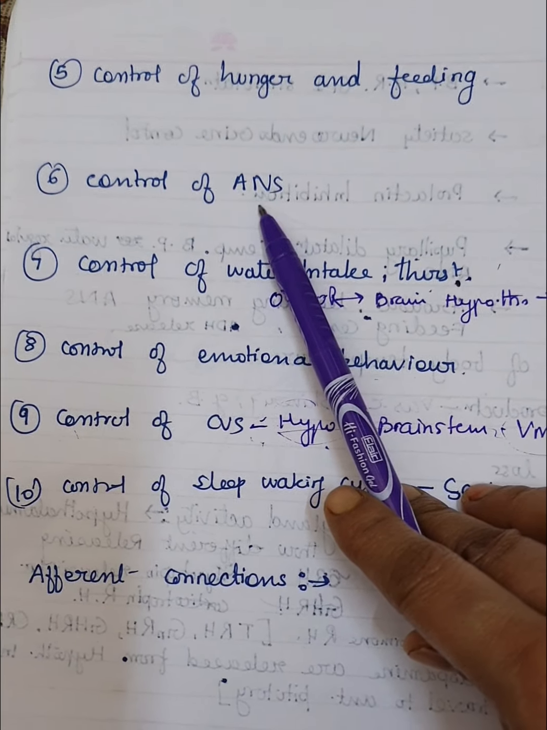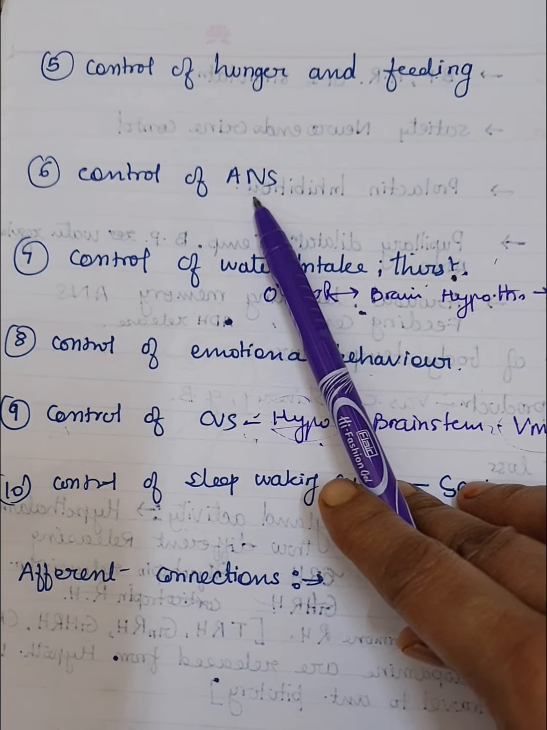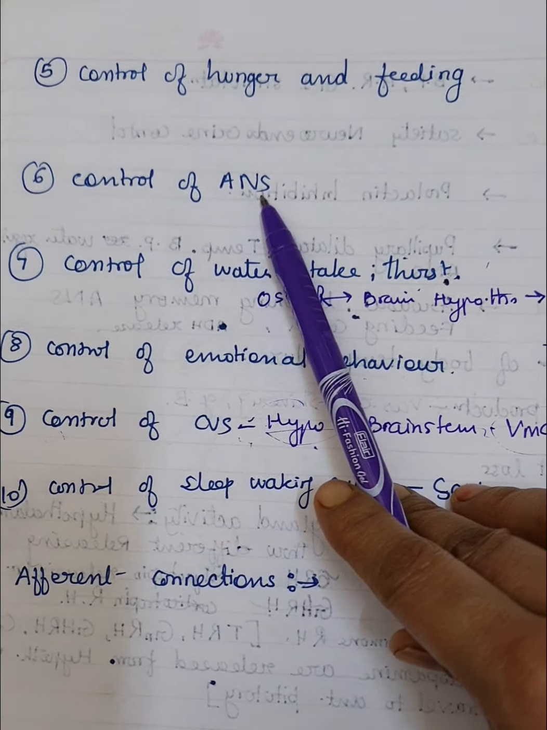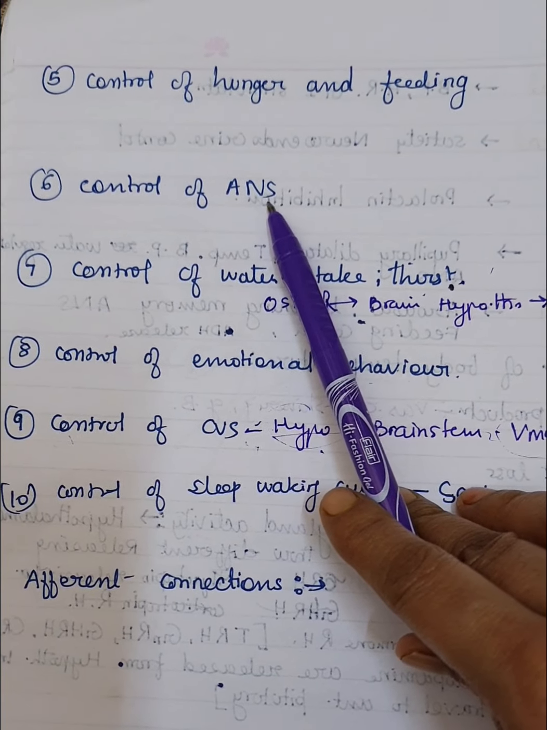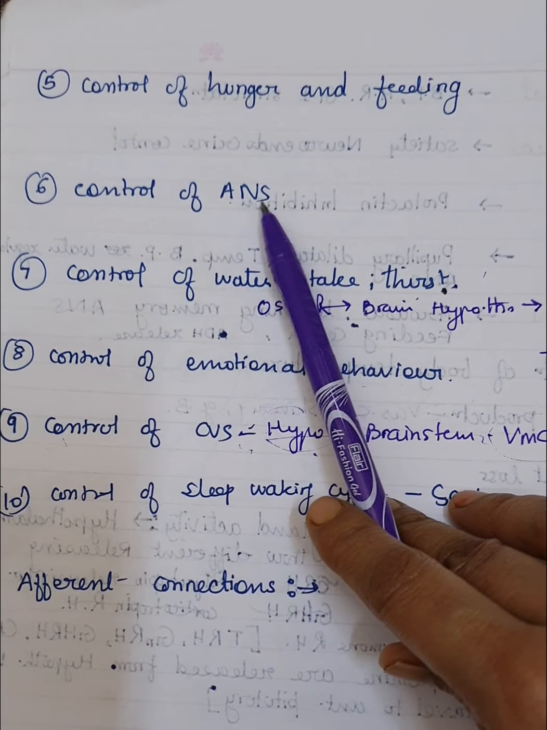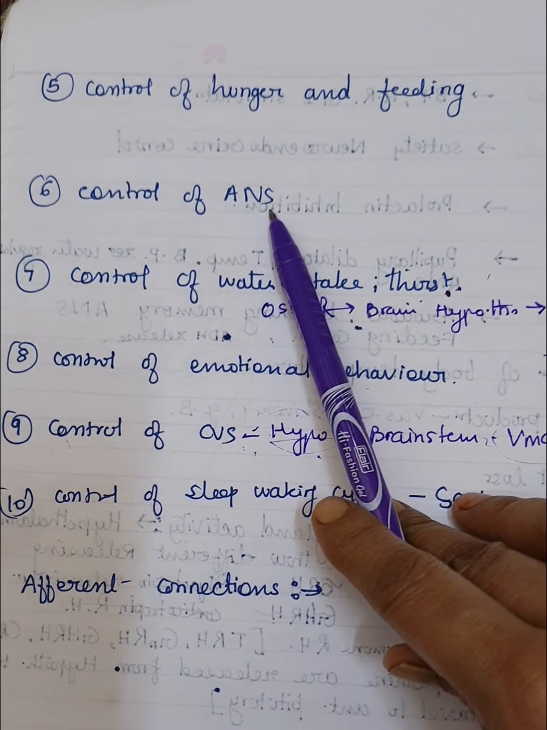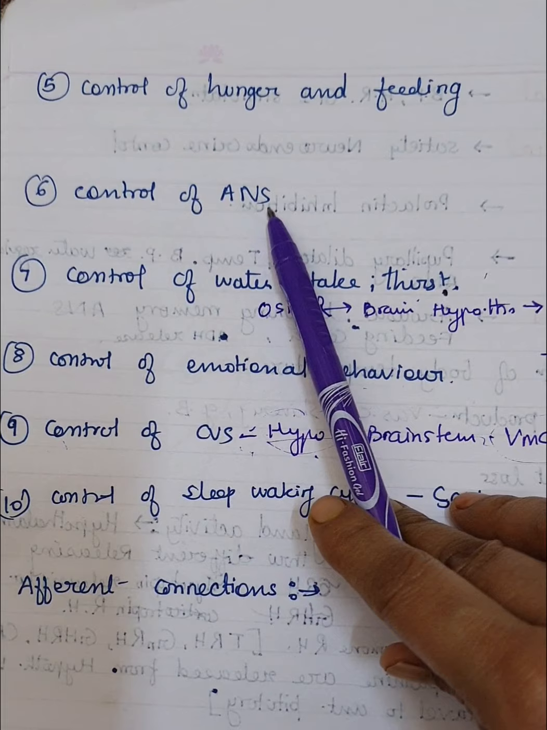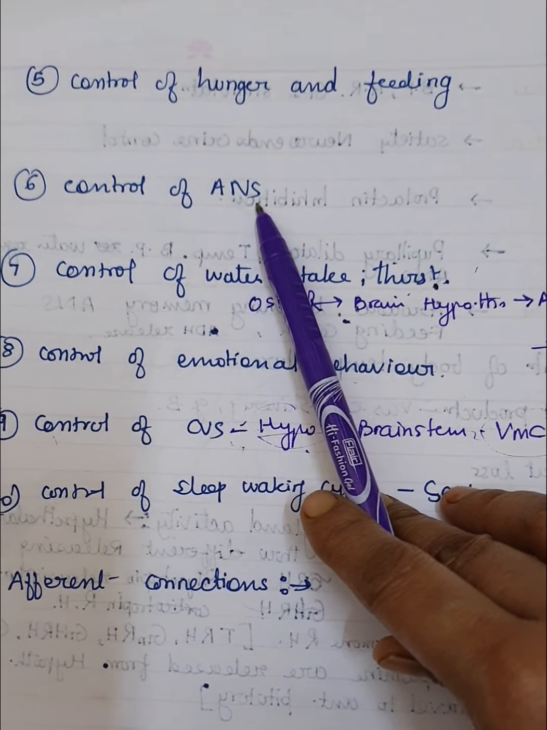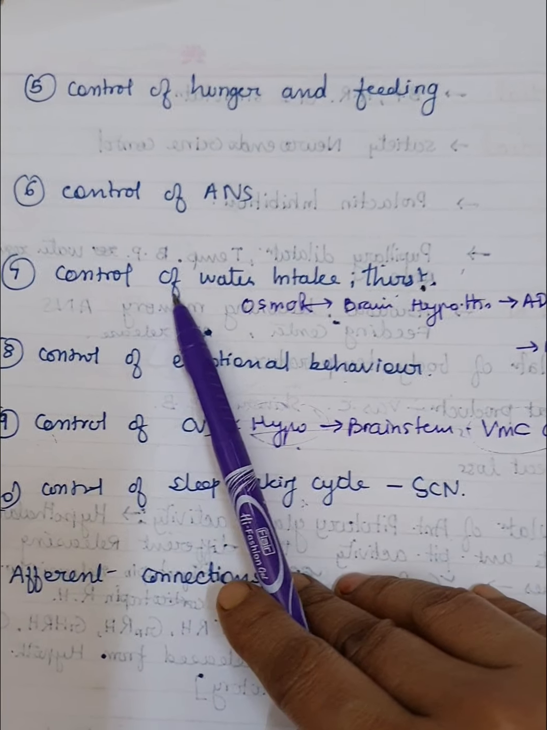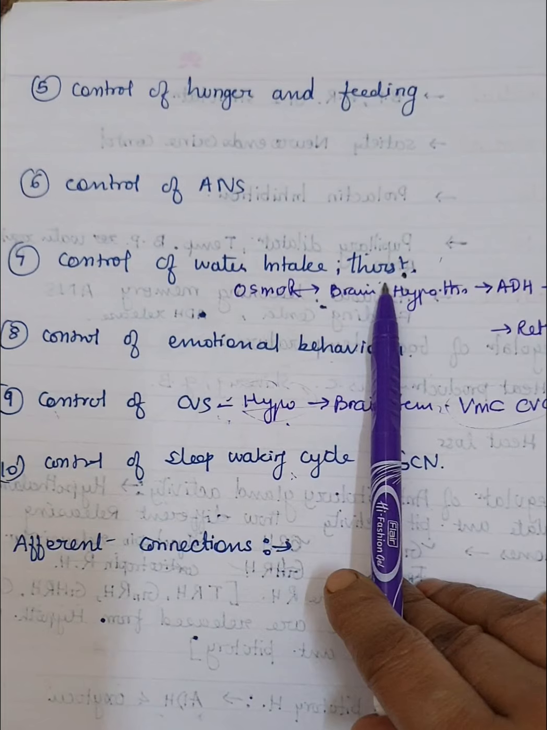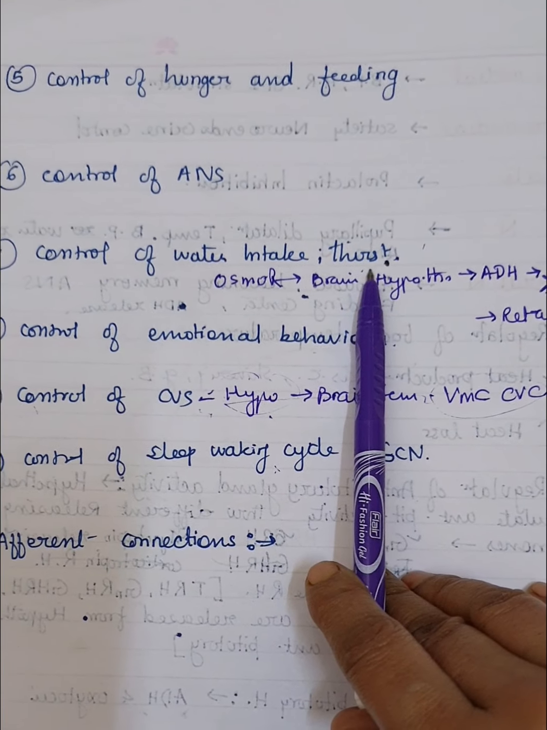Next function of the hypothalamus is to control the autonomic nervous system. Autonomic nervous system is the sympathetic and parasympathetic system, and the head of the autonomic nervous system is the hypothalamus. Hypothalamus controls the parasympathetic and sympathetic activity of our body. Hypothalamus also controls water intake or thirst. It regulates our thirst also.